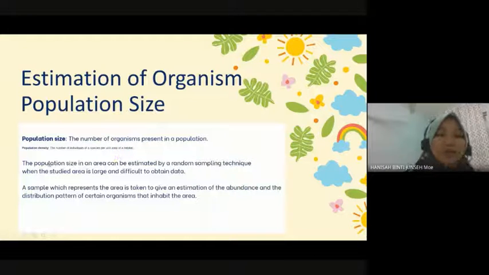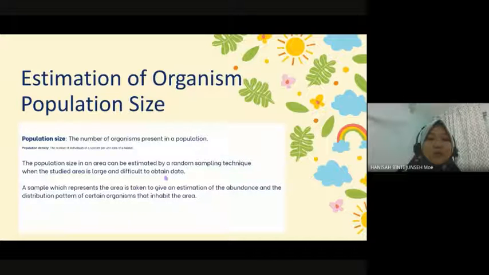Alright, so population size in an area can be estimated by random sampling technique. Okay, perkataan sampling. So meaning that when the study area is large and difficult to obtain that data, bila kita mau tahu satu area tu ada berapa spesies and then berapa banyak spesies dalam area tu, and then area tu sangat besar, kita hanya ambil sampling. Sampling means we're going for examples. Kita mau senang faham apa maksud perkataan sampling ni.